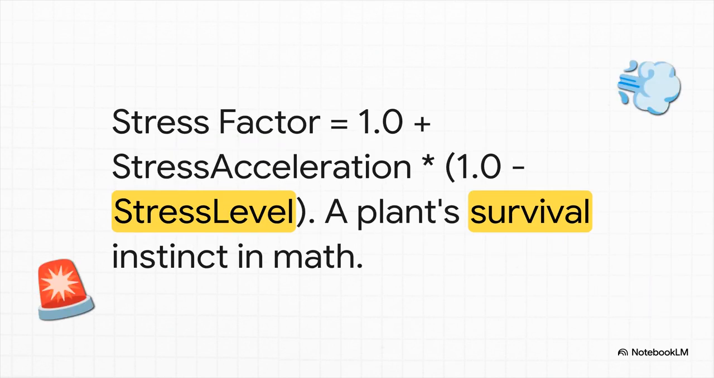And then there's the stress factor. This is pure survival instinct written as an equation. If the plant gets stressed out, say from a drought, it hits a panic button. This formula accelerates its development in a desperate dash to reproduce and create seeds before it's too late.